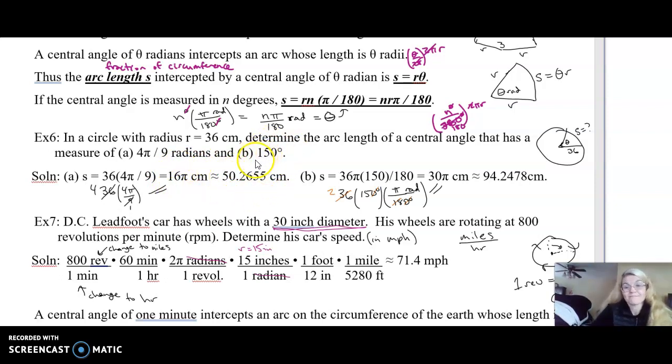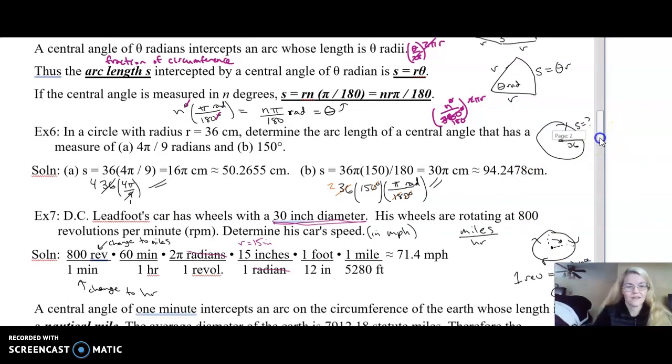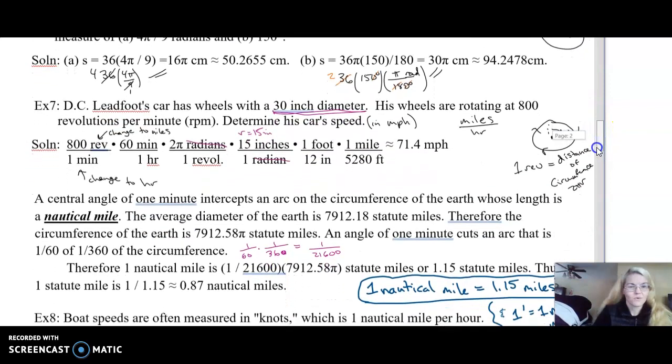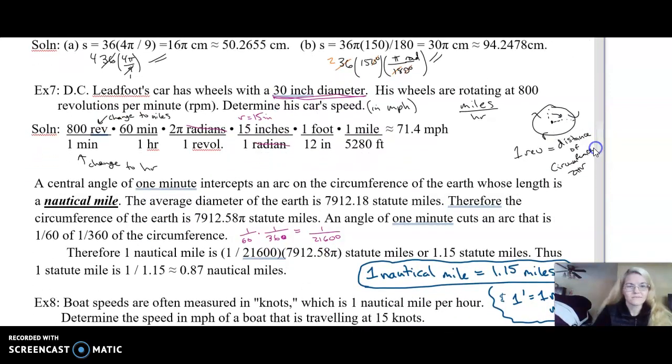150 degrees. Again, if I convert it into radians, then it's just my radius times the radians. And so that simplifies to 30 pi centimeters, or approximately 94.2478 centimeters. All right, let's look at a few more examples and finish up part A, and then we'll look at a few more new terms.